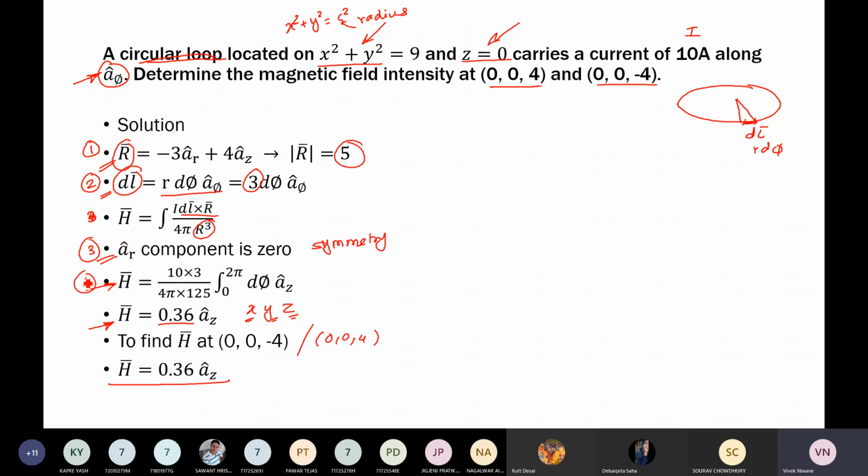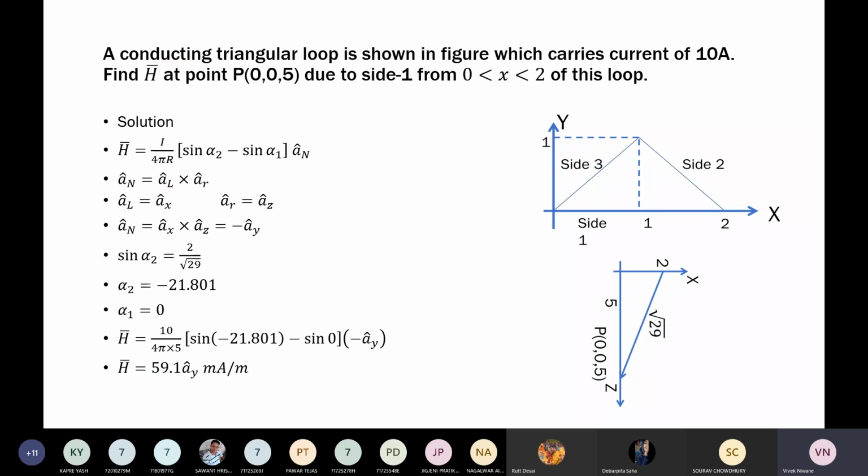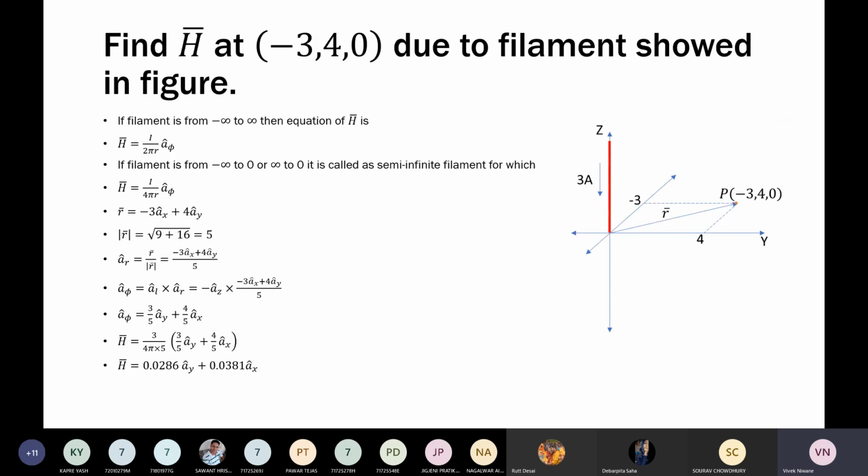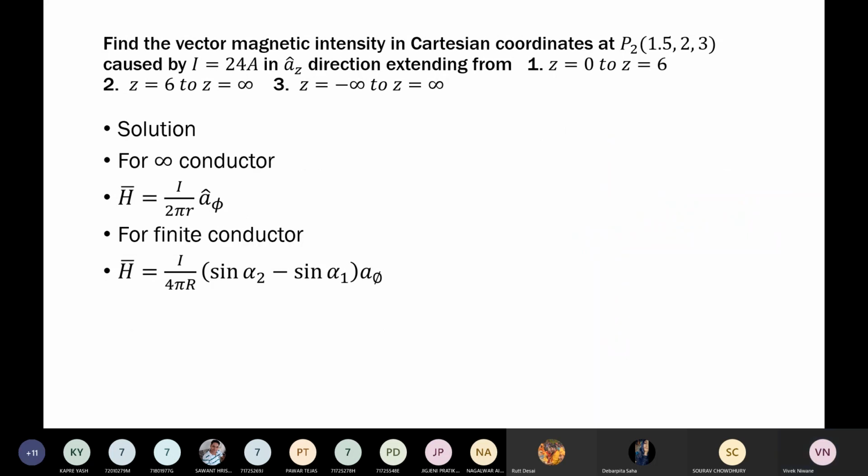Step number 4, put the values and get the answer. That's it, straightforward. Find R bar, find DL bar, put the values into the formula, solve the numerical. This is all we have been doing so far, as you must have seen from unit number 1 to unit number 3. This is a triangular shape, but we will not go for this numerical right now. I'm going to keep this numerical as homework.